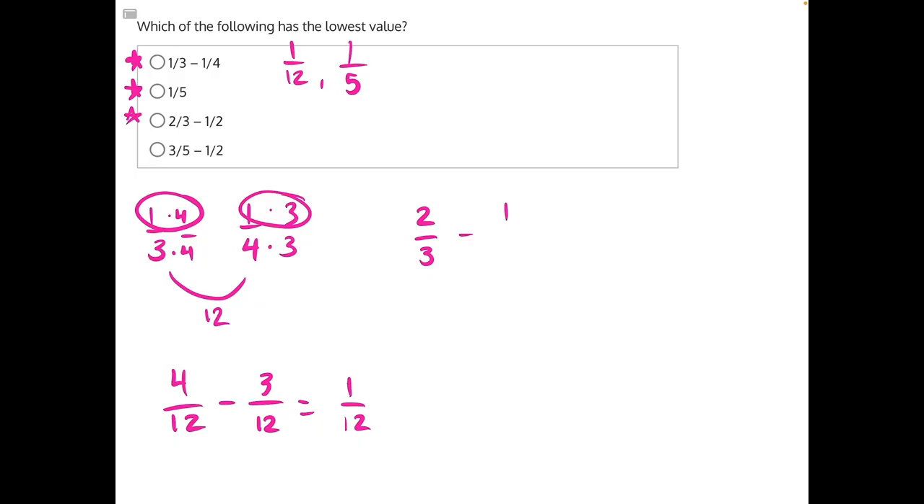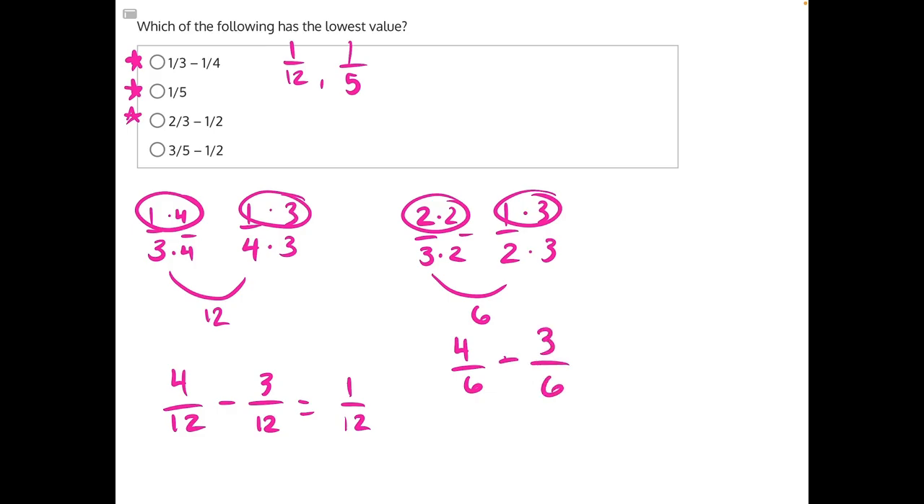2/3 minus 1/2. Our least common denominator here would be 6, so we need to multiply this fraction by 2 and this fraction by 3. 2 times 2 would give us 4 over our common denominator of 6, and 1 times 3 would give us 3 over our common denominator of 6. 4 minus 3 would give us 1, so we have 1/6.